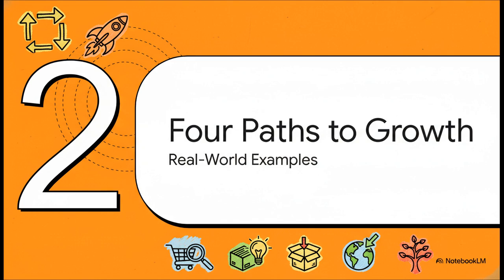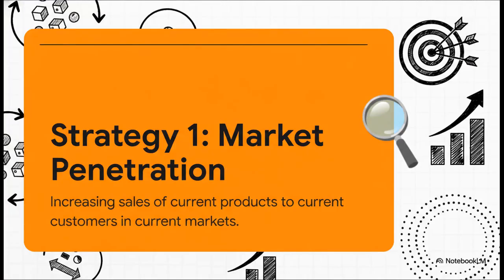Okay, so theory is great, but let's see how this actually works in the real world. We're going to walk through each of these four paths, one by one, using some killer examples that I promise you'll recognize. First up, we have market penetration. Now, this one is your home base. It's the most common and, for sure, the least risky strategy. It's all about just doubling down on what you're already good at, selling the stuff you already make to the people who already buy it.